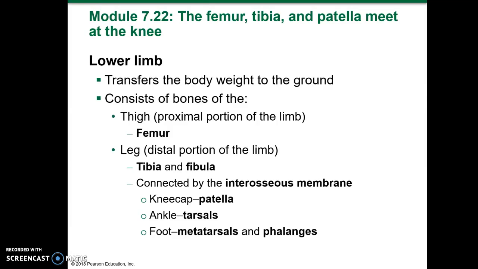So the leg, or the lower portion, contains the tibia and fibula, and it's connected by interosseous membrane at the tibia and fibula. So here is yet another type of fibrous joint or articulation. You have a kneecap that has the patella. At the ankle, you have the tarsals, and at the foot, you have the metatarsals and phalanges.